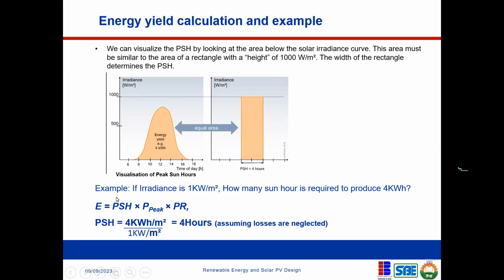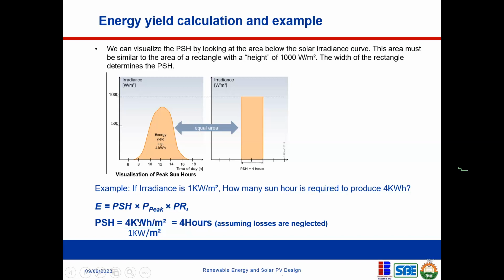So let us put that equation to use. We have energy yield equal to peak sun hours times peak times performance ratio. So if we make peak sun hours the subject of the formula, you will not have energy yield, because we were given the energy yield here. What were we asked to calculate? We should calculate the peak sun hours to produce this energy. In some cases, you'll be calculating the energy yield, but in this case, they gave us the energy yield.